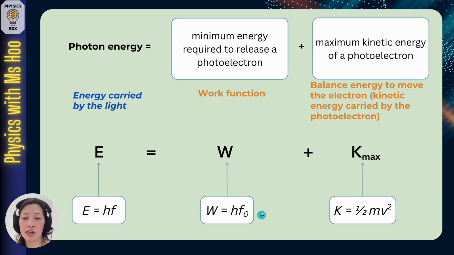Any balanced energy will then be translated into the maximum kinetic energy to move that photoelectron. And this is of course taken from the ½mv² formula. Now some of you might still be confused by, okay, what is threshold frequency, work function, and photoelectric effect? What is all this? Allow me to explain this in more detail on the next slide.